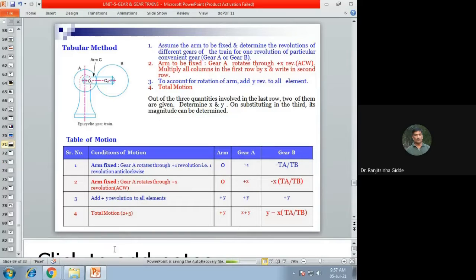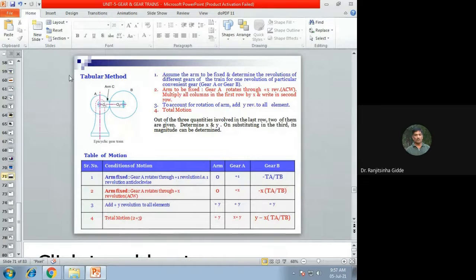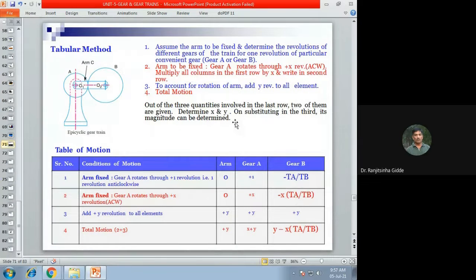Now let us see how to find the speed of the desired wheel with the help of the tabular method. This method is called the tabular method to find out speeds of elements in an epicyclic gear train.